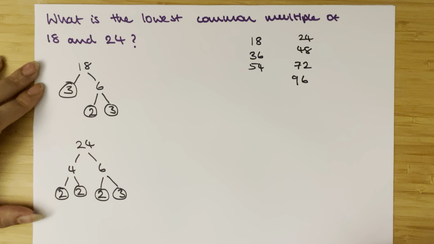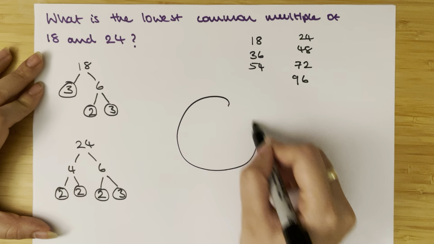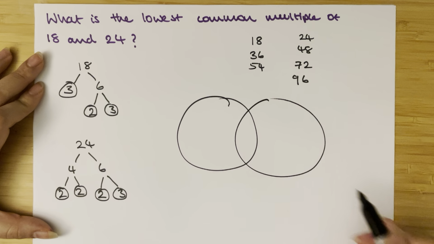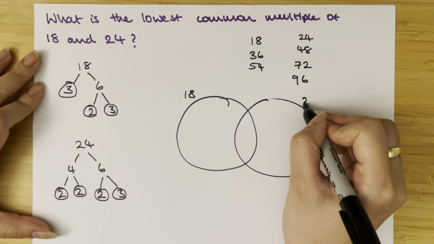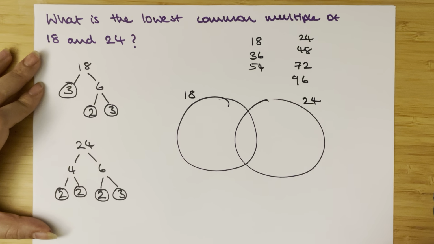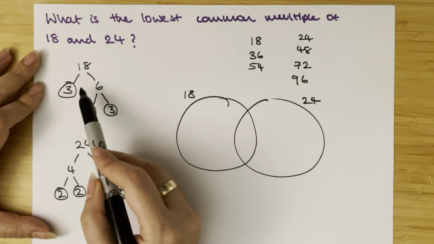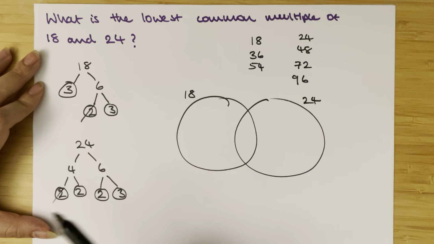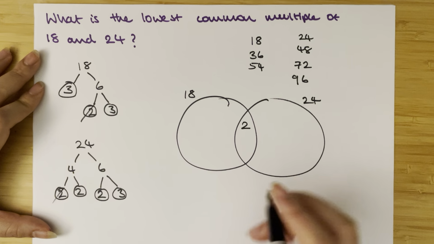Okay, so what you then do is you draw a Venn diagram. And this is 18 and this is 24, and you put the factors inside it. So what's common among the two? There's a 2 here and there's a 2 here. So I'm going to put a 2 in the centre, and that's not repeated again. It just comes up once in the centre.